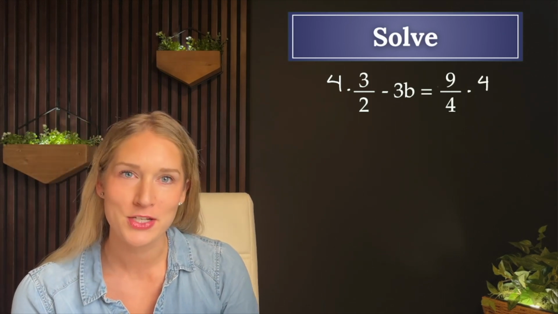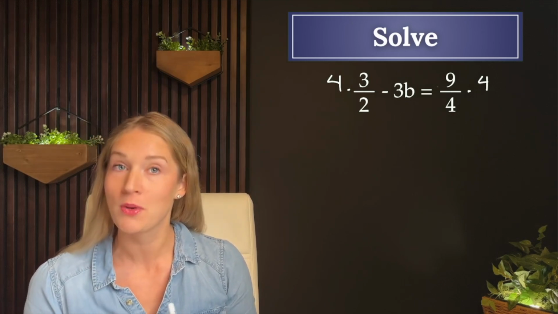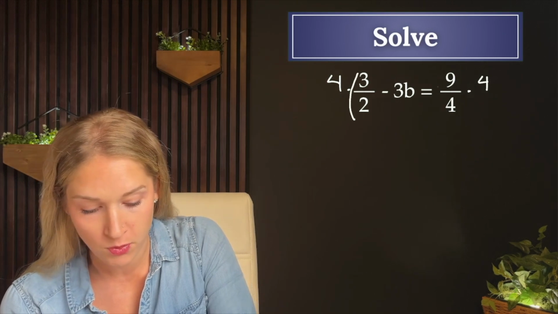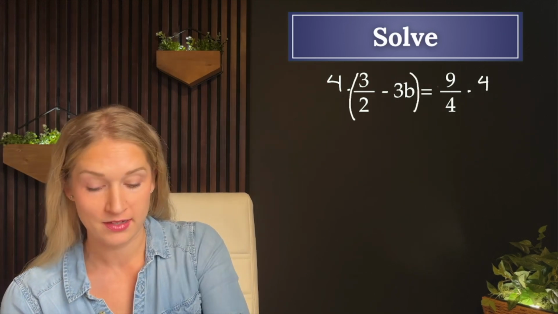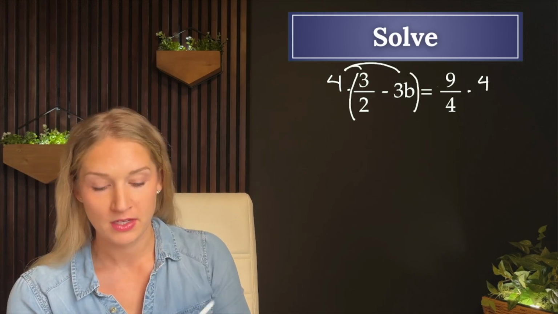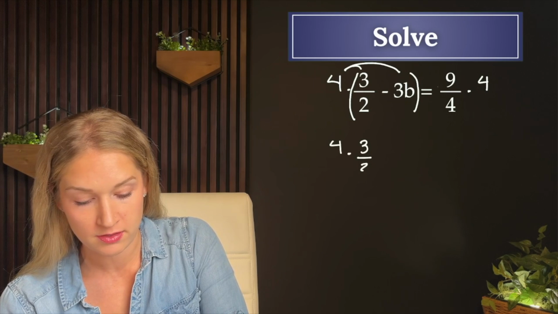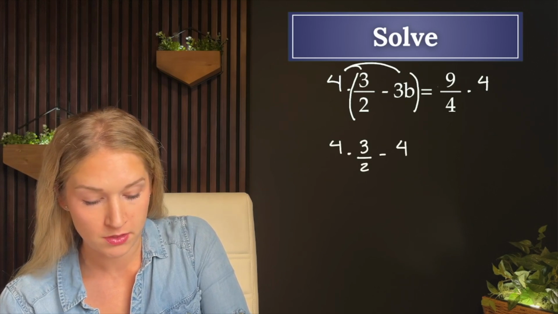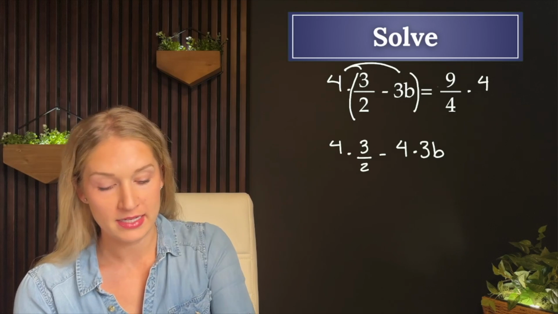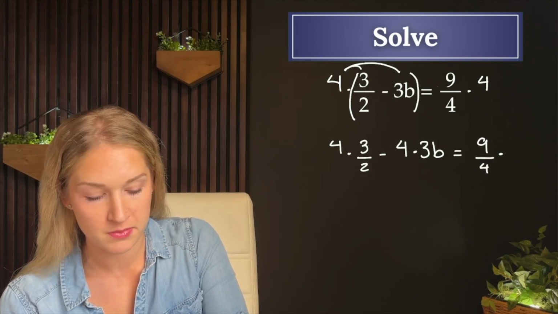Now remember, I said you have to multiply everything. If you're going to multiply, you have to multiply everything. So I'm going to take this 4 and distribute it to both terms on the left. So what I end up with is 4 times my fraction minus 4 times 3b. And then on the right hand side, I've got 9 over 4 times 4.